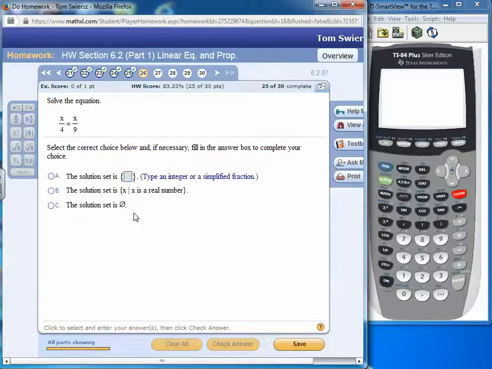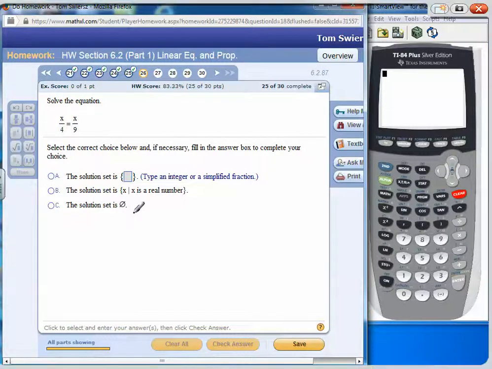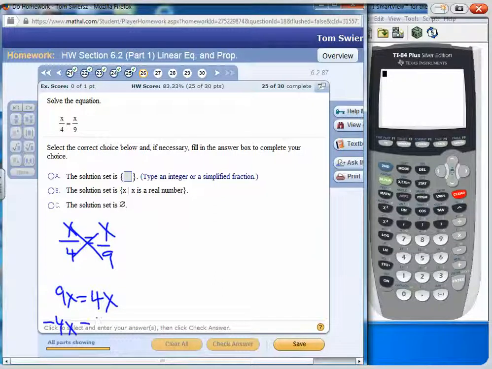Okay, solve the equation. Back to a proportion. So if it's a proportion, you can simply cross multiply, right? So x over 4 equals x over 9. 9 times x is 9x. 4 times x equals 4x. Now, be careful here. To get rid of the x's on one side, if we want to get rid of them on the right side, we would subtract 4x, correct?